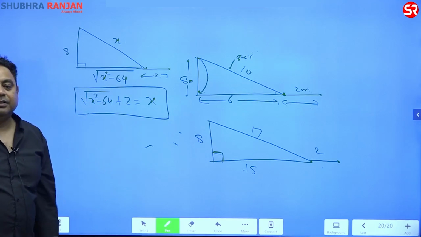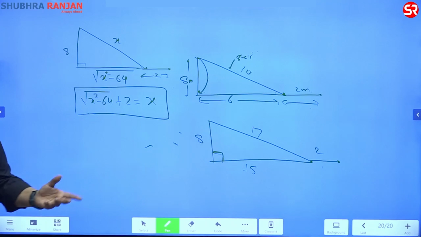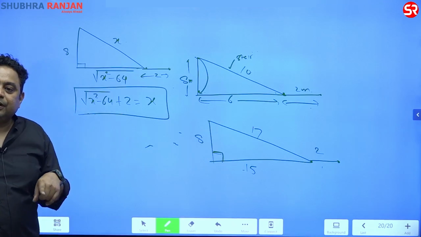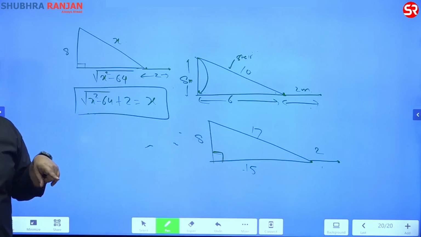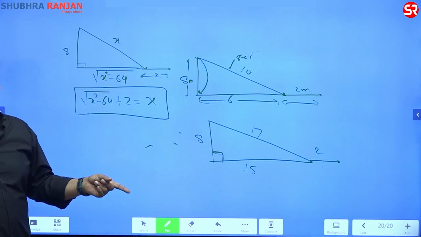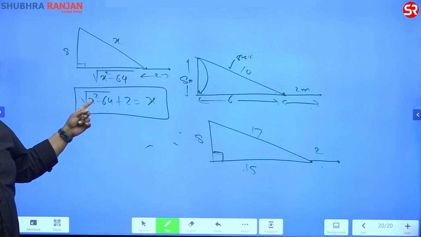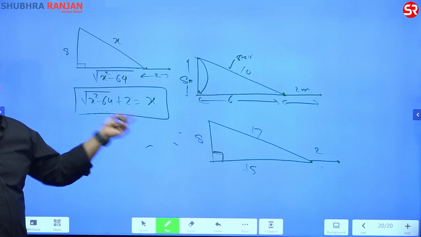Would you do this? You can do it. Option से चलाना है फिर भी. If he had given this, option से करना है उसके बाद भी. 17 square minus 64. 17 square is 289 minus 64, 225. Root of 225 is what? 15. 15 plus 2 is 17. 17 is equal to 17.